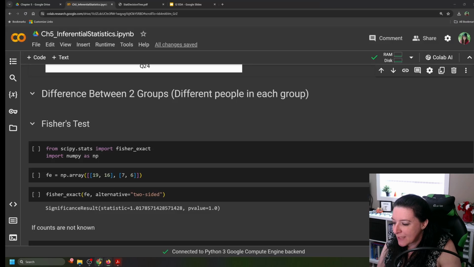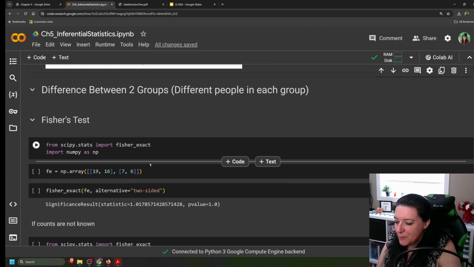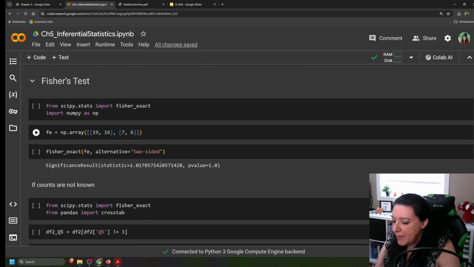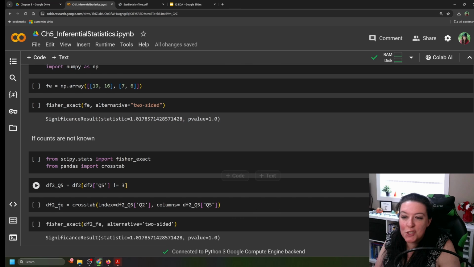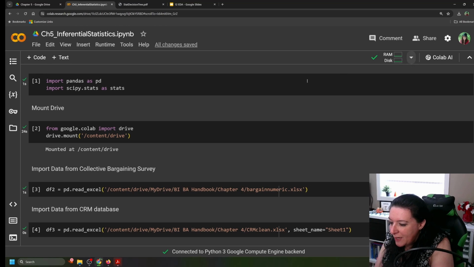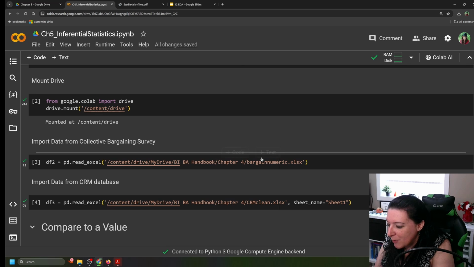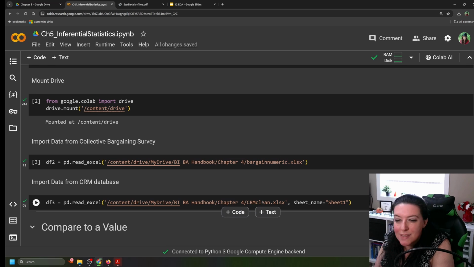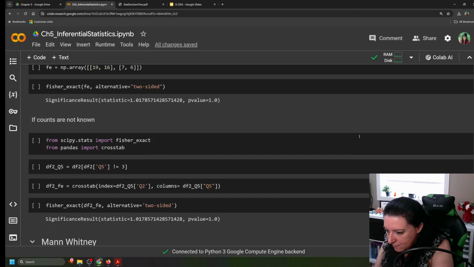And we are using data sets here. We are going to be using what we call DF2. That is the coded bargaining data set that we have talked about in previous videos. So make sure you mount your drive and you import your Excel files. Here we're using bargaining numeric and the CRM clean. All right, so let's dig in.